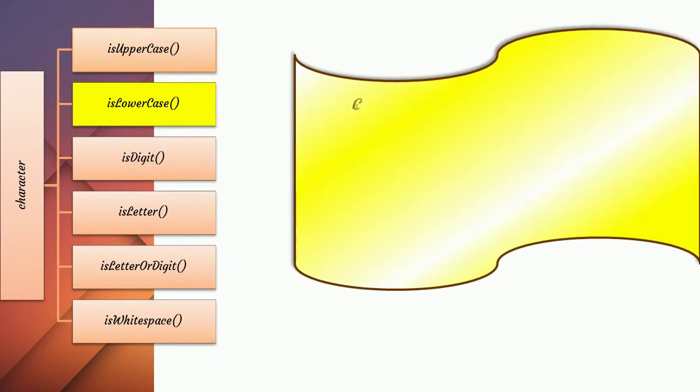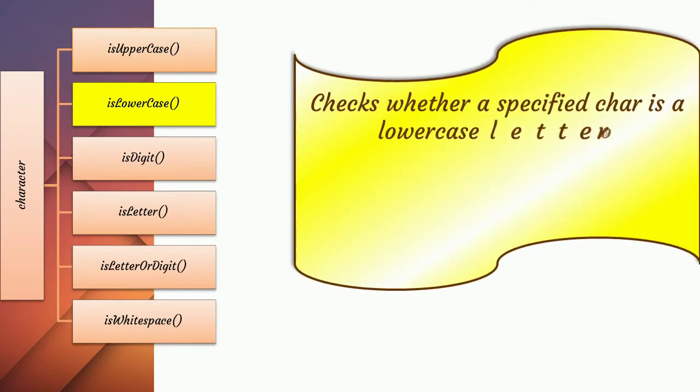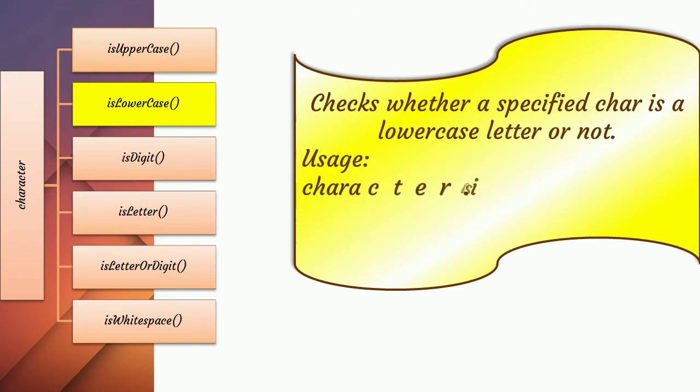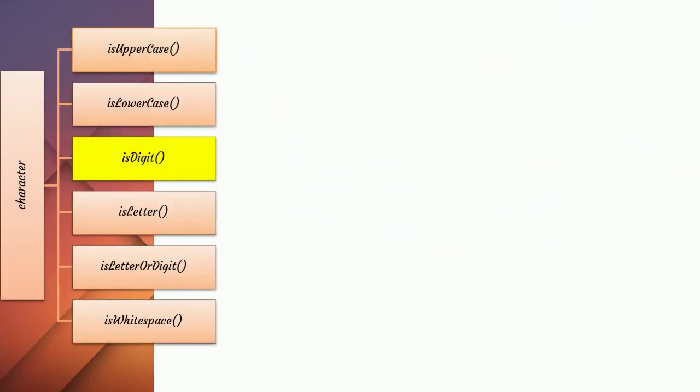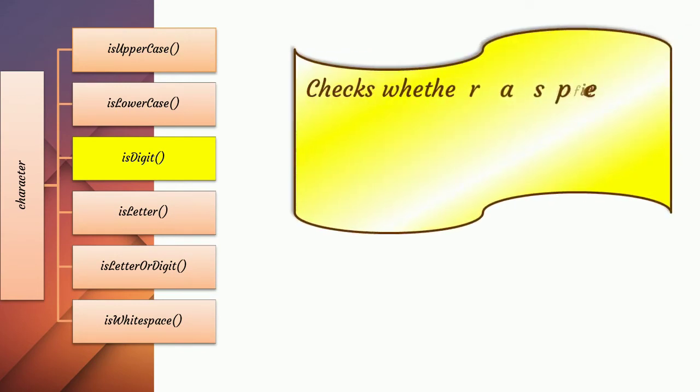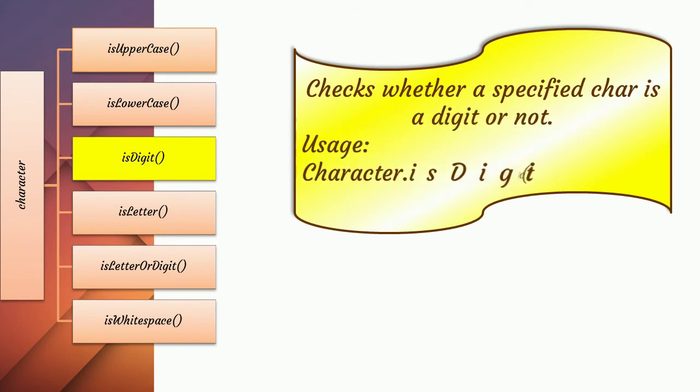So next is the isLowerCase method. It will check whether the specified character is lowercase or not. If it is lowercase, it will print true. If not, it will print false. So how can we use this method? Character.isLowerCase of character c. So next we'll see isDigit, whether the given character is a digit or not. So it will check. The usage of this method is Character.isDigit of a character.